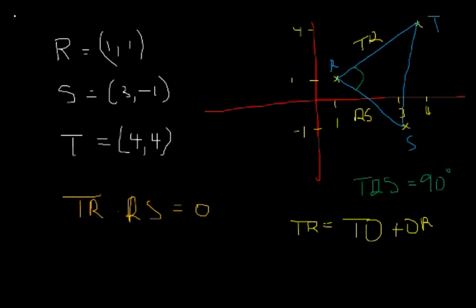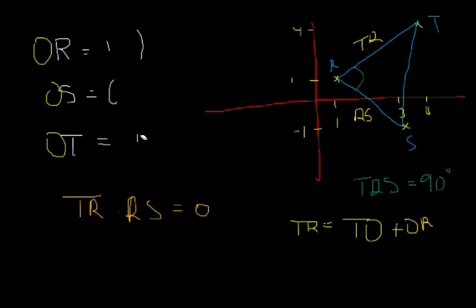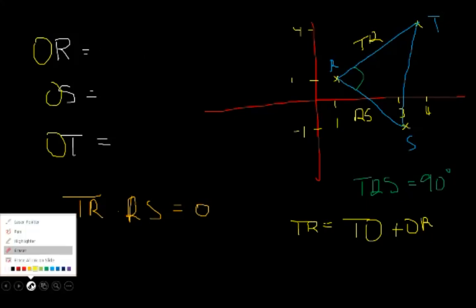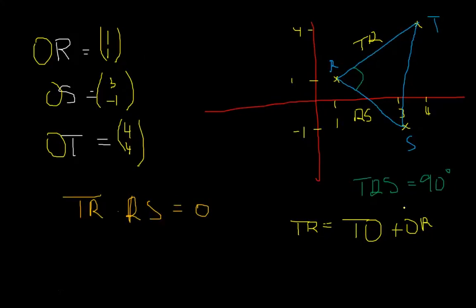They did not give me these pointers. They gave me OR, OS, OT. They gave me position vectors, and because I had position vectors, that's how I knew the points. But they really gave us OR is 1, 1. OS is 3, minus 1. And OT is 4, 4. So if I want to find TR, it would be TO plus OR. Do you remember that? Well, the people who were with me when we did vector addition.